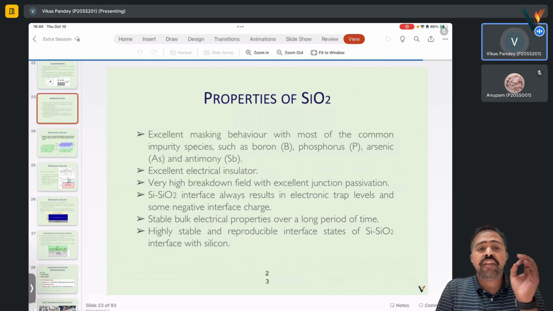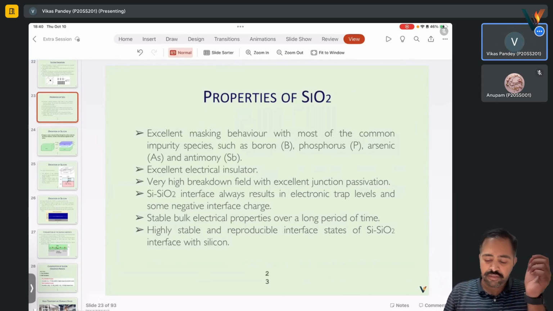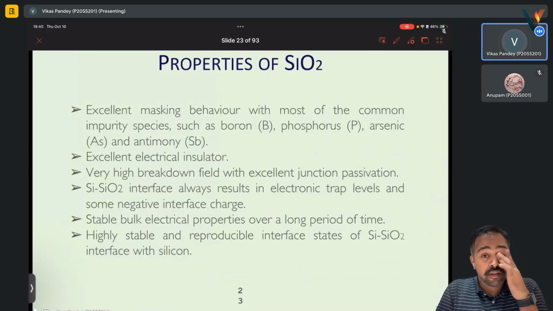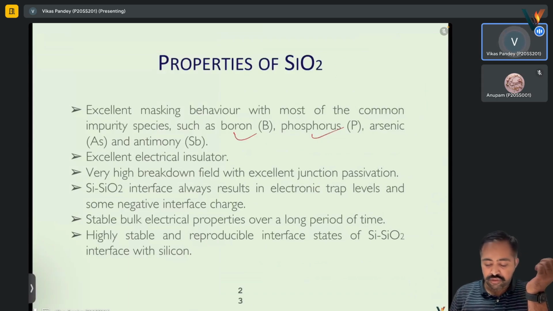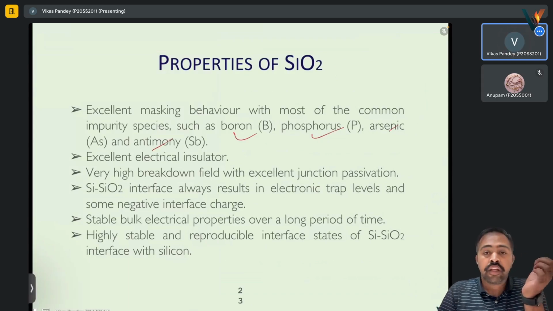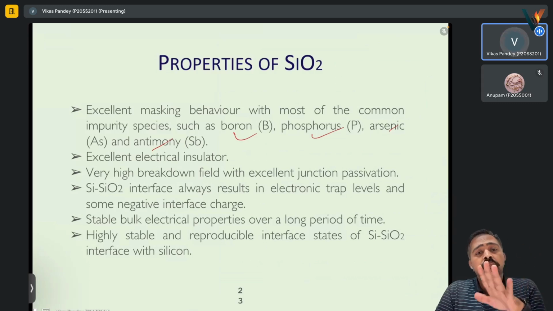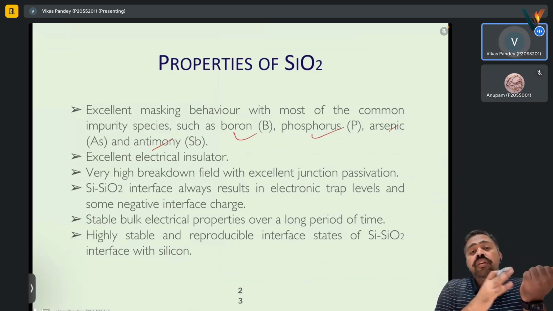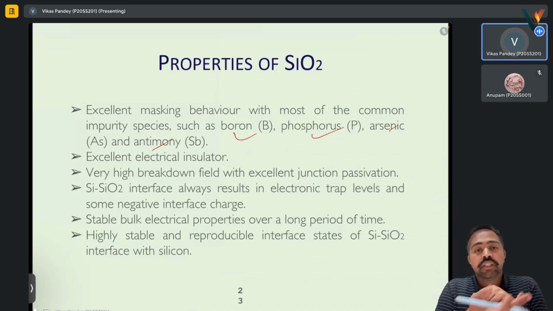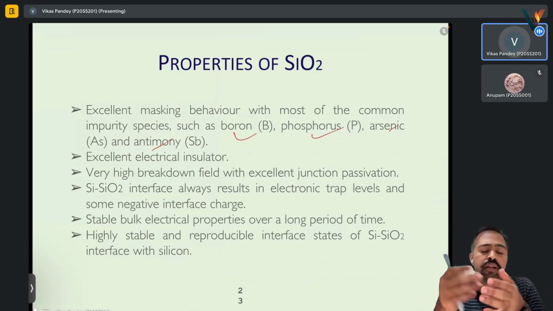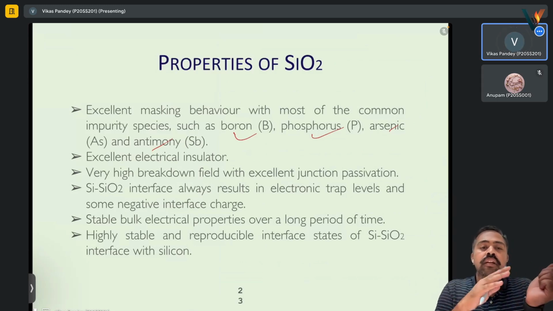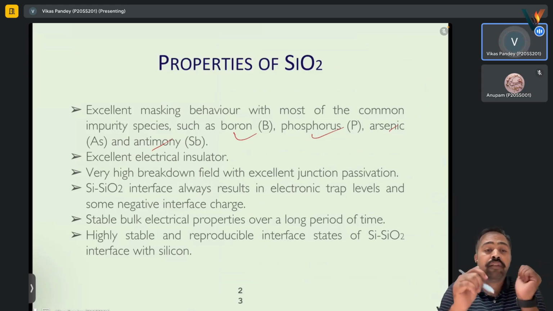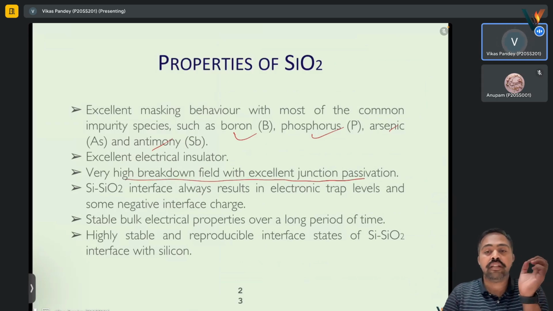It has excellent masking behavior with most of the common impurities, like boron, phosphorus, arsenic, antimony. It will mask them and will not allow their penetration. It is a very good insulator, compared to silicon, which is a semiconductor and, when doped, has better conductivity. But SiO2 is the opposite: a very good electrical insulator, having a high breakdown field with excellent passivation.